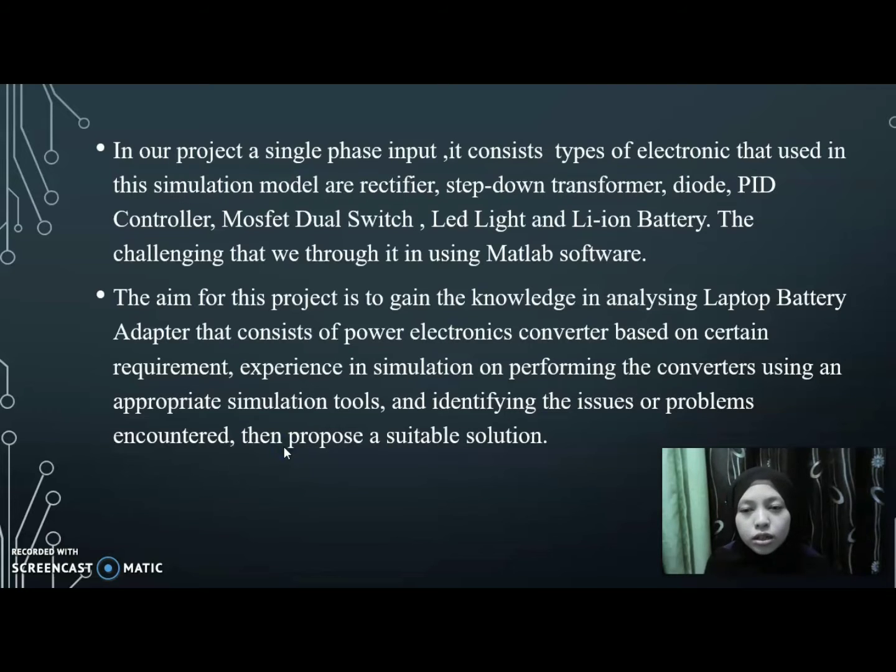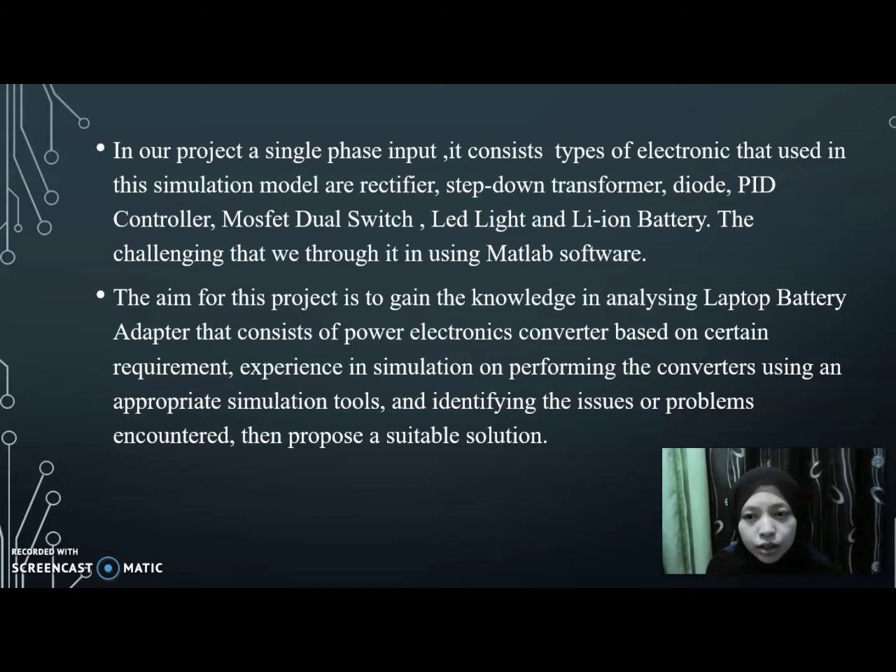Okay. For the first, in our project, a single phase input consists of types of electronics used in this simulation model: rectifier, step down transformer, diode, PID controller, MOSFET, dual switch, LED light, and lithium-ion battery. The challenge that we faced is in using MATLAB software.